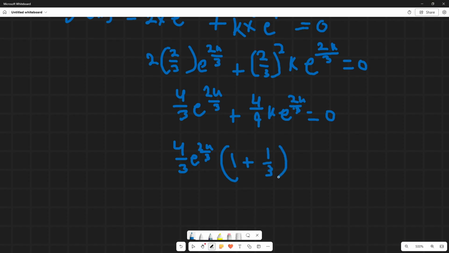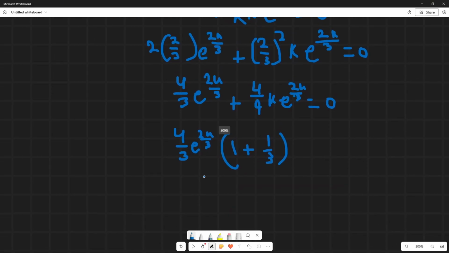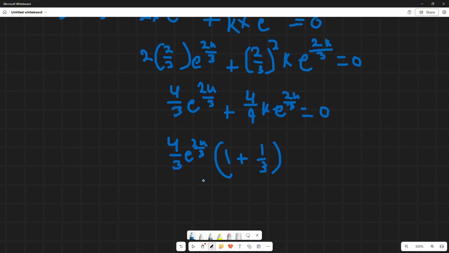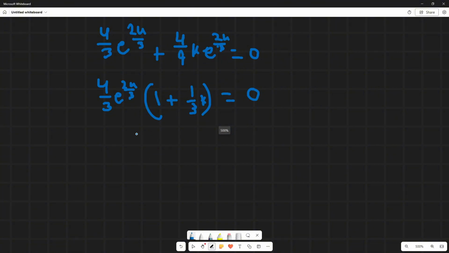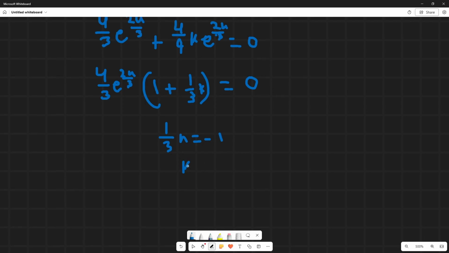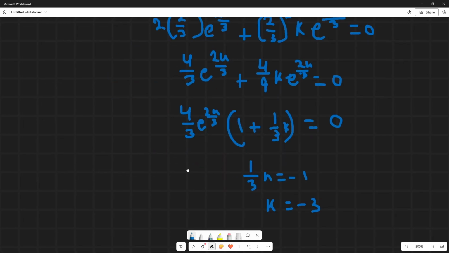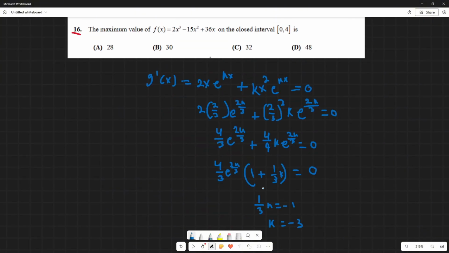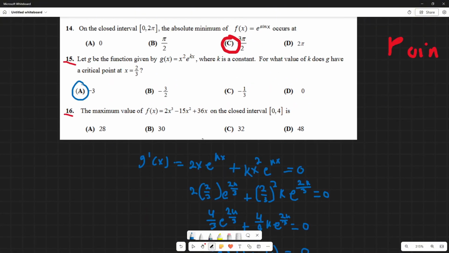Alright, and then remember what Alonzo said? That e to any number will never be 0. It's always going to be some positive number. So that means we can only focus on the equation 1 plus 1 over 3 k. So you get 1/3 k equals negative 1. Multiply both sides by 3. K equals negative 3. So that's when we'll have a critical point when x is 2/3. So that means A is our answer.